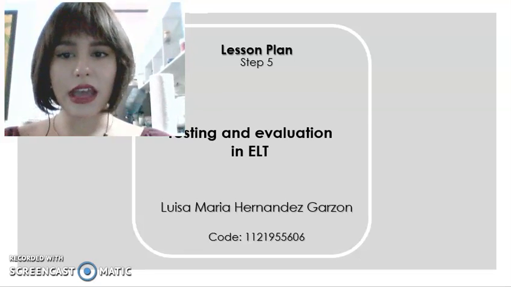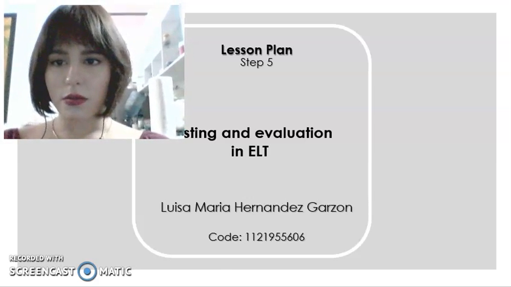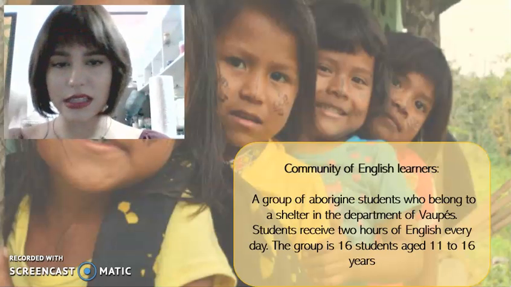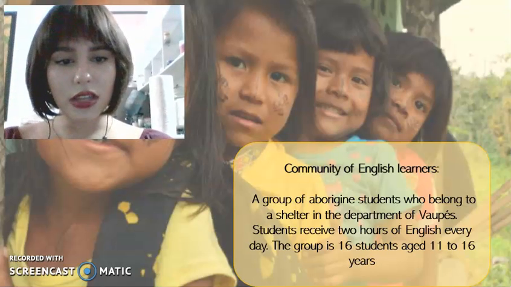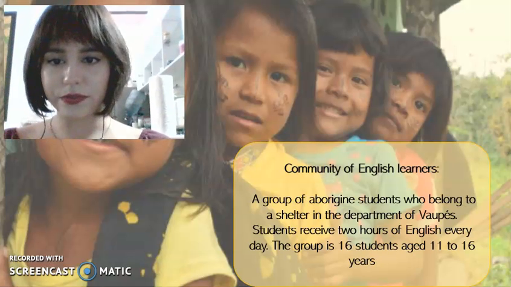This time around, I had to design a lesson plan with a chosen population. The chosen population this time is the community of English learners, a group of Aboriginal students who belong to a shelter in the department of Balpés. Students receive 2 hours of English every day. The group is 60 students aged from 11 to 60 years.